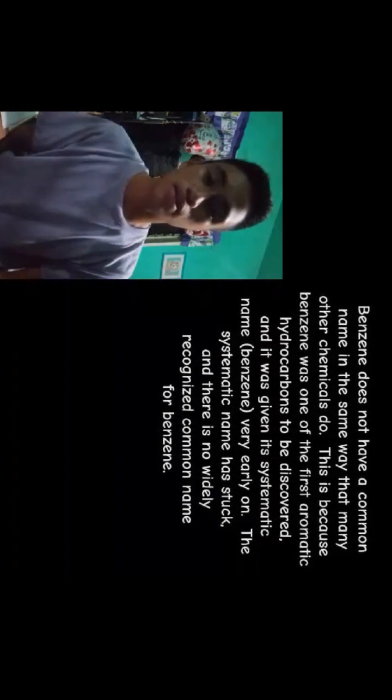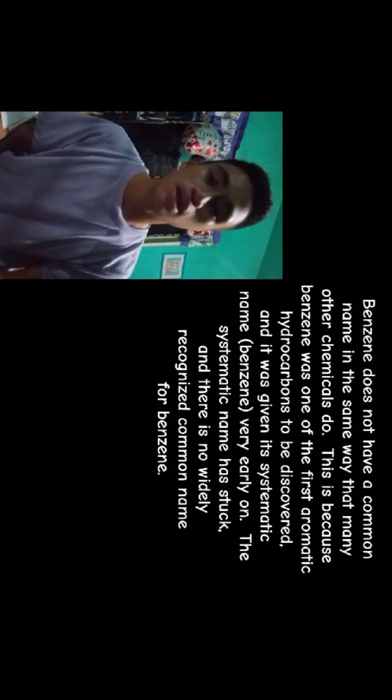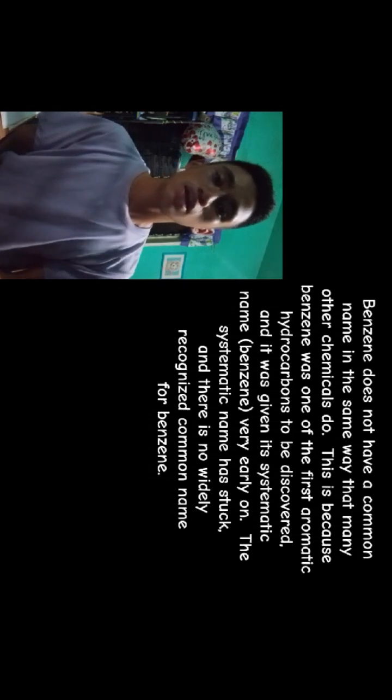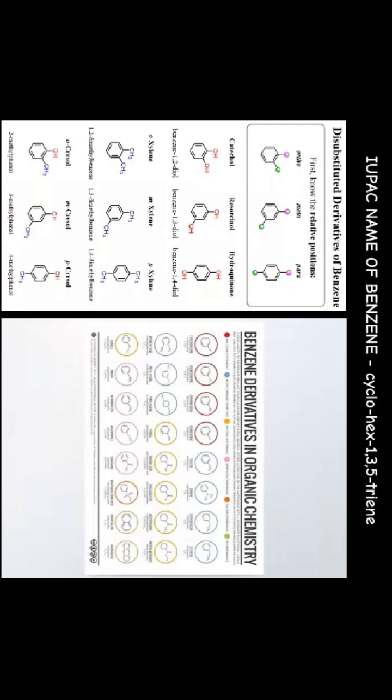The substance I choose is benzene. Benzene does not have a common name in the same way that many other chemicals do. This is because benzene was one of the first aromatic hydrocarbons to be discovered, and it was given its systematic name very early on. The systematic name has stuck and there is no widely recognized common name for benzene.